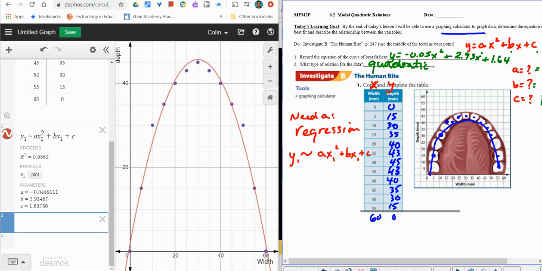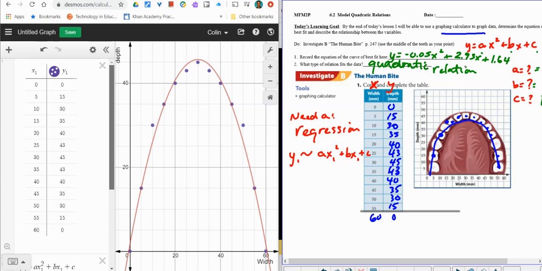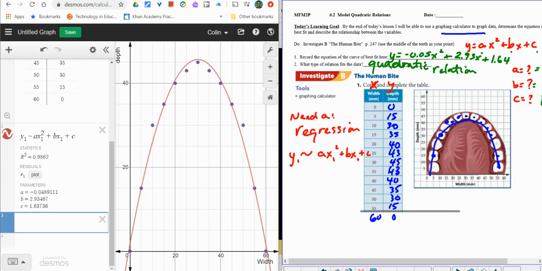Quadratic relation. Okay, well, what was that? So I do want to show you some other things that you can do. So again, we turned this table into an equation, or into a graph, and we got an equation out of it. All right, so our A, B, and C, and we wrote it over here.